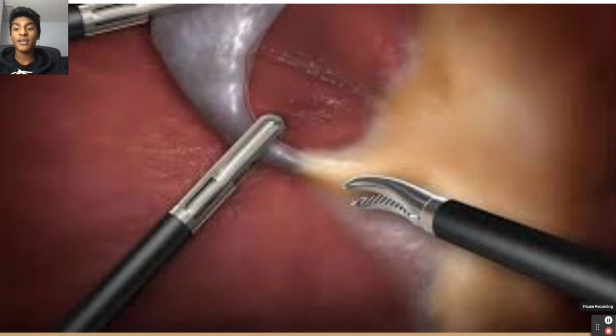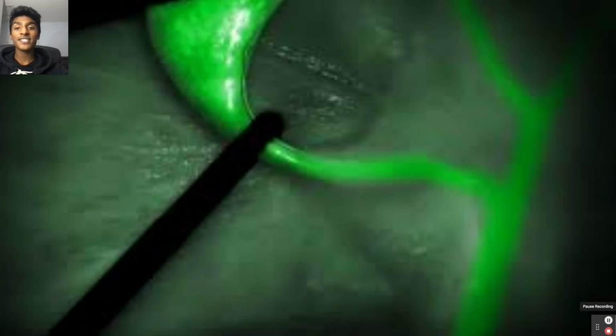This is an image taken before the use of the fluorescence guided technology, and this is an image taken after the use of fluorescence guided technology. And you can see the difference of the colors that is being shown.